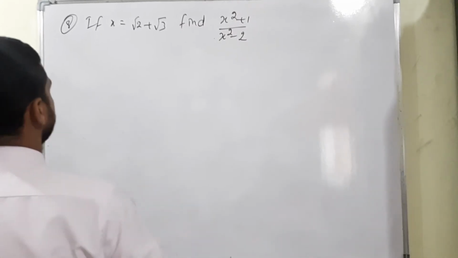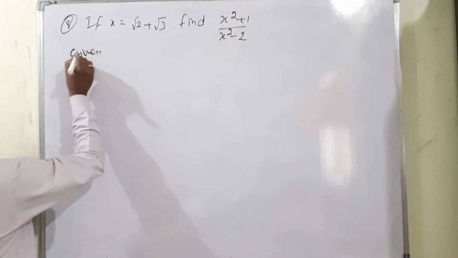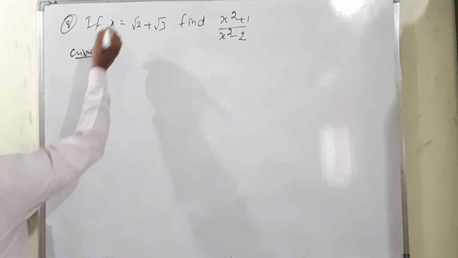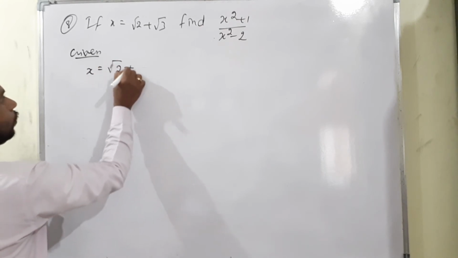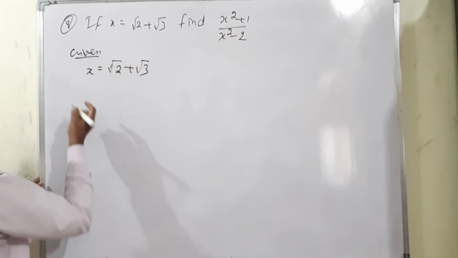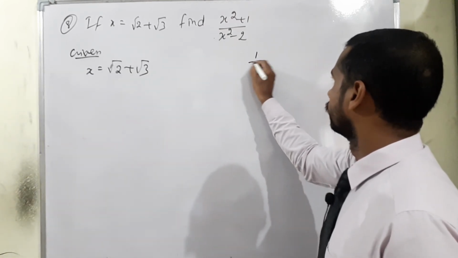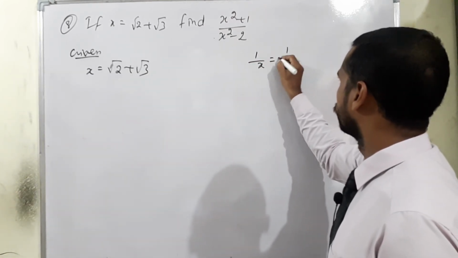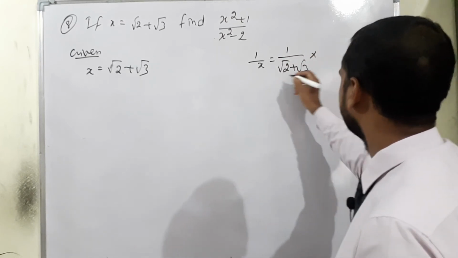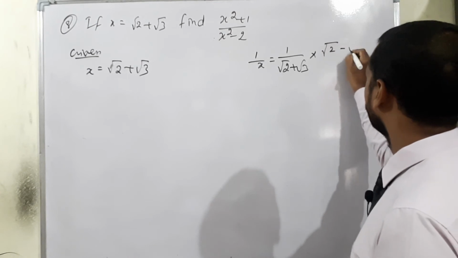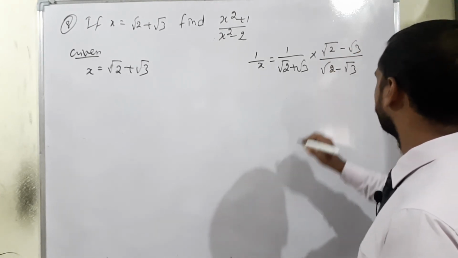Question number 8. Given x is equal to root 2 plus root 3. So 1 by x means 1 by root 2 plus root 3. Again, conjugate means root 2 minus root 3 divided by again root 2 minus root 3.